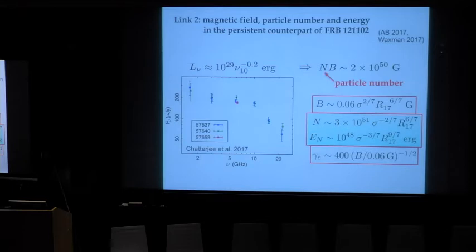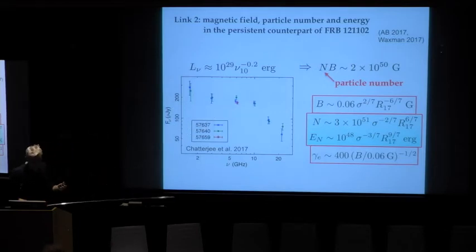121102, for which you can actually estimate how many particles you have in the nebula, in the persistent counterpart of the flaring object, and how strong a magnetic field you have, how much energy you have in this nebula. And this was done some time ago, just from the observed luminosity. Using the standard Singleton formula, you can estimate the product of the particle number of the nebula and the magnetic field.